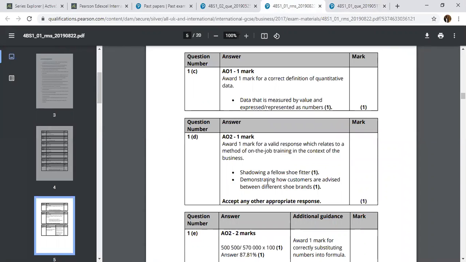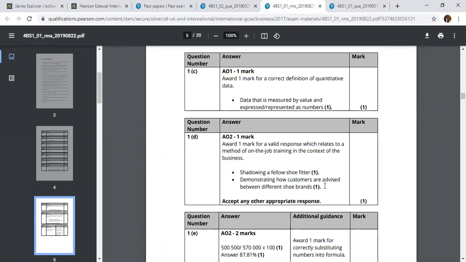If we just write shadowing a worker, no marks. So we have to write shadowing a fellow shoe fitter. Mentoring, demonstrating how customers are advised between different shoe brands, is another point. So the application is there in both points: shoe fitter, different shoe brands. These are the things. You can easily earn 1 mark if you write it this way.